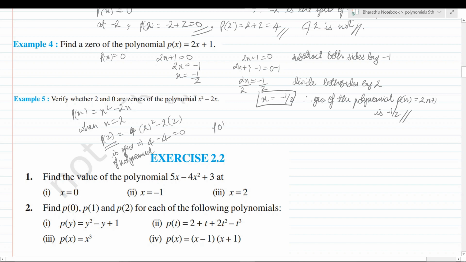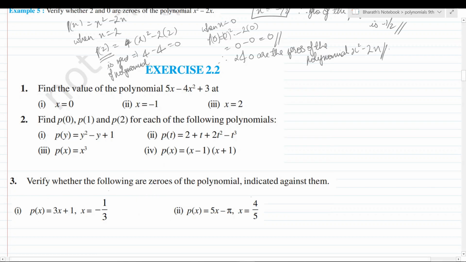Now when x is equal to 0, p of 0 is 0 square minus 2 into 0, which is equal to 0 minus 0, which is always 0. Therefore 2 and 0 are the zeros of the polynomial x square minus 2x.